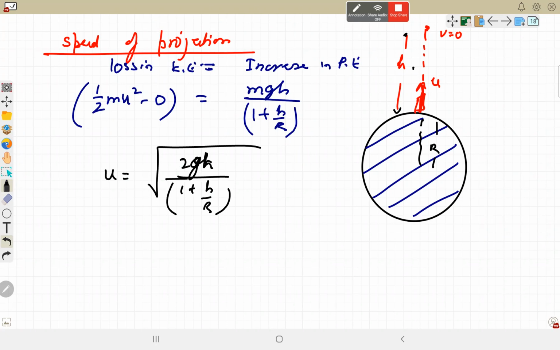When a particle is kept on the surface of earth, its potential energy is negative, kinetic energy is zero.